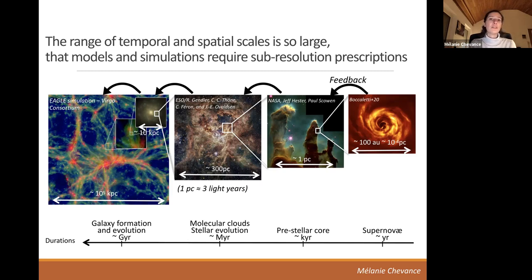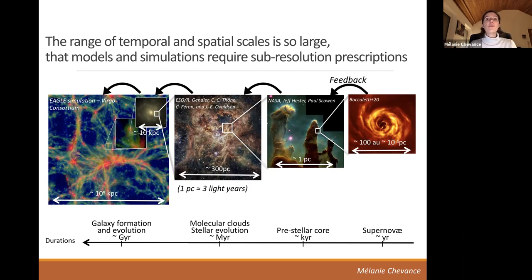If you want to understand the formation of galaxies and the evolution of galaxies over giga-years time scales, you need to model what is happening on the timescale of a few years when supernovae explode. So here it's again 9 orders of magnitude in time that needs to be accounted for. And of course, it's computationally impossible to cover this huge range of scales, both temporal and spatial.